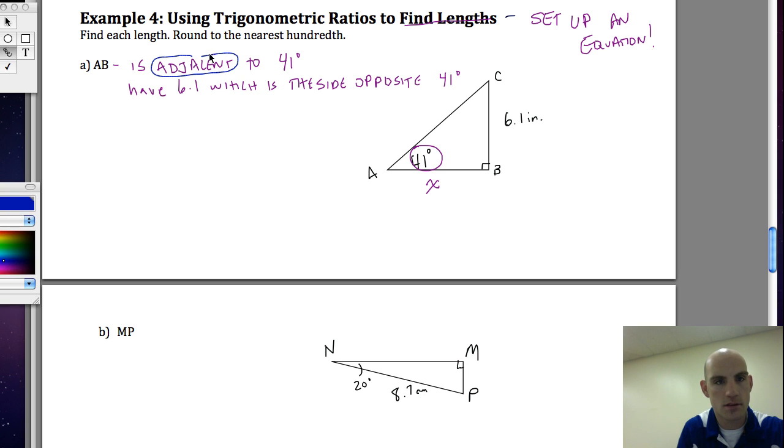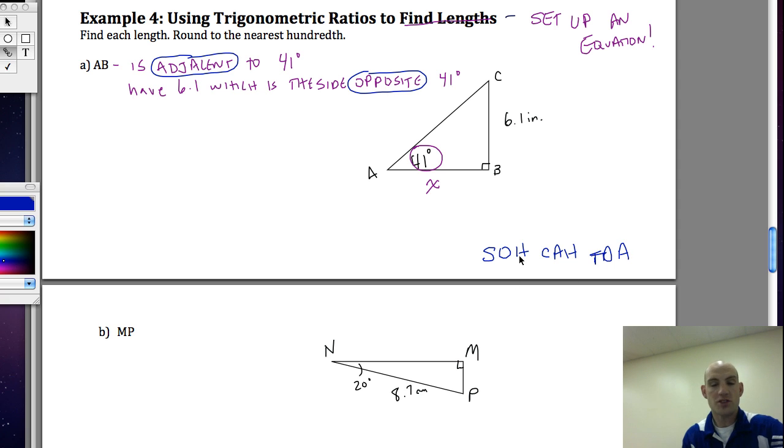If you look at the two key words I've used here, adjacent and opposite, which trig ratio do you think we're going to use? I'll give you a hint. Here is my mnemonic: SOHCAHTOA. So we look to see which one of these three ratios involve the opposite and the adjacent. It's got to be tangent.